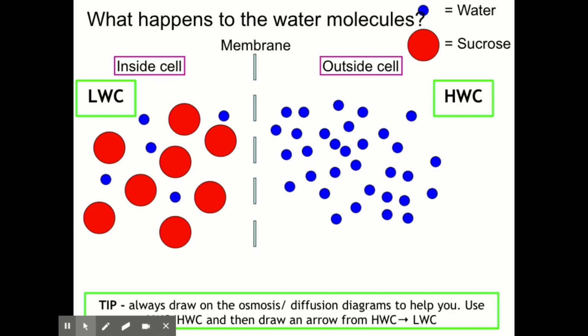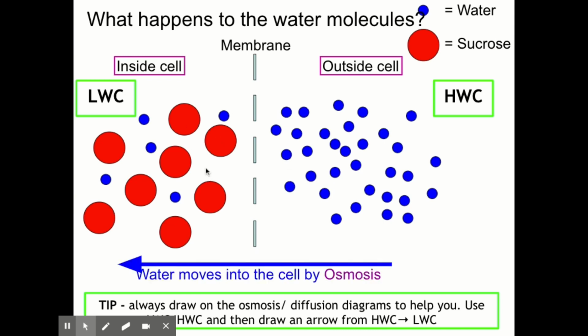Now in this diagram, water is represented by the blue circles, and we can easily see without any percentages being given to us, sometimes it's just a diagram instead of percentages, that the right-hand side, so outside the cell, has a higher water concentration. So here I've written HWC. The left-hand side has a lower water concentration because there's less water molecules, so LWC I've written on the other side. So once again, we know osmosis, water moves from high to low, so we would draw our arrow from high to low, which would mean water would move into the cell.